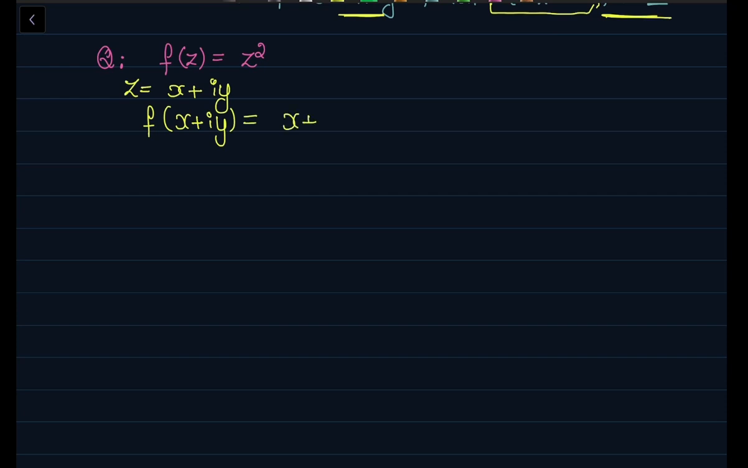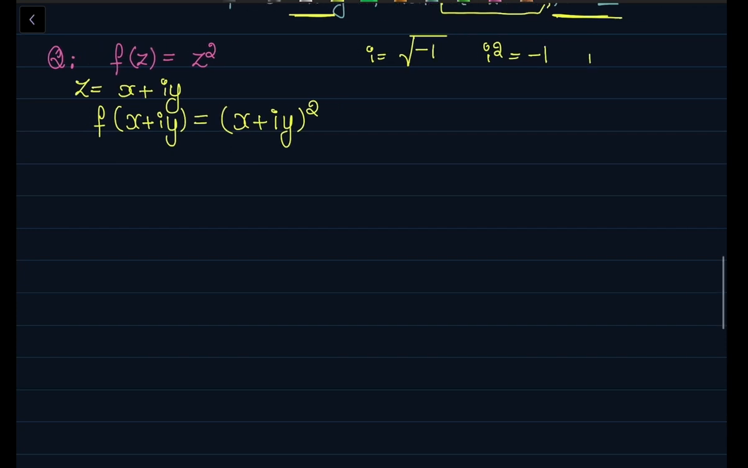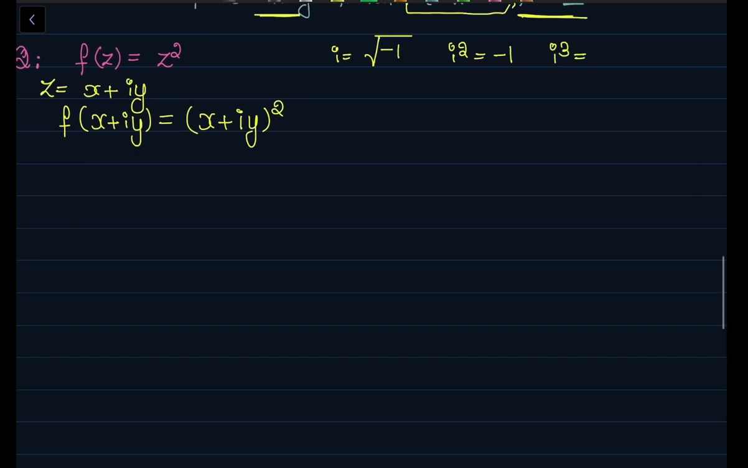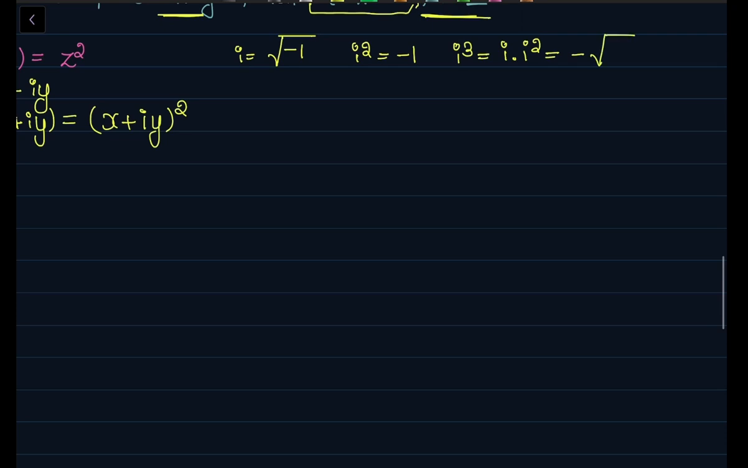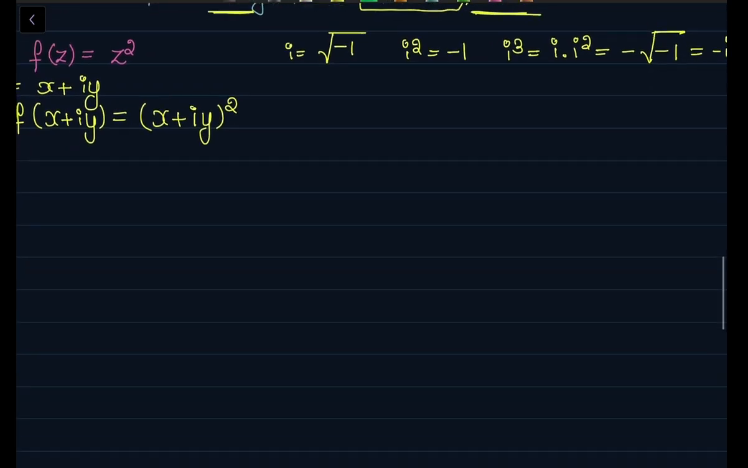So on the right hand side it will become x plus iota y whole square. And I am assuming that you know the value of iota. Value of iota is the square root of -1. So iota square will be -1, and iota cube can be written as iota into iota square, which equals minus square root of -1, or you can say minus of iota. In this way you find the values of the iota powers.